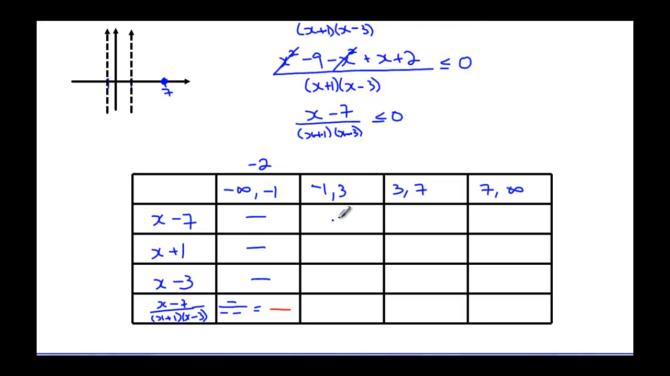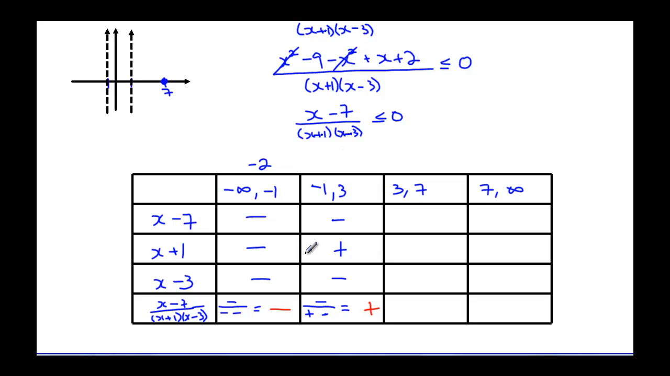I can pick any number in that interval, and 0 is nice. So if I plug in 0 here, I'm going to get a negative. If I plug in 0 here, I'm going to get a positive. And here I'm going to get a negative. So now I have a negative on the numerator. This is the numerator. And on the denominator, I have a positive here times a negative here. So the bottom is going to be negative. I'm going to end up with a negative over a negative. And so my overall is going to be positive. Negative over negative gives me a positive.